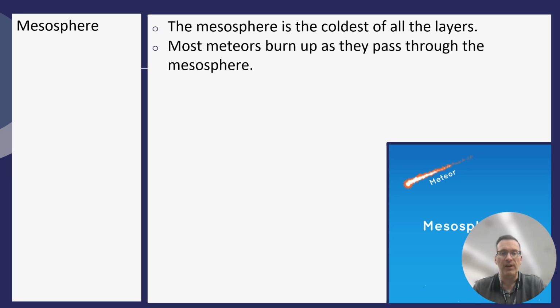Okay, the mesosphere. So remember, we went troposphere, stratosphere, now we're in mesosphere. M should remind you of meteor, and we can see a meteor right here in the picture. The mesosphere is where most meteors burn up as they pass through our atmosphere. So meteors burn up in the mesosphere. The mesosphere is also the coldest layer. So when that hot meteor hits that cold mesosphere, it just burns up and disintegrates.